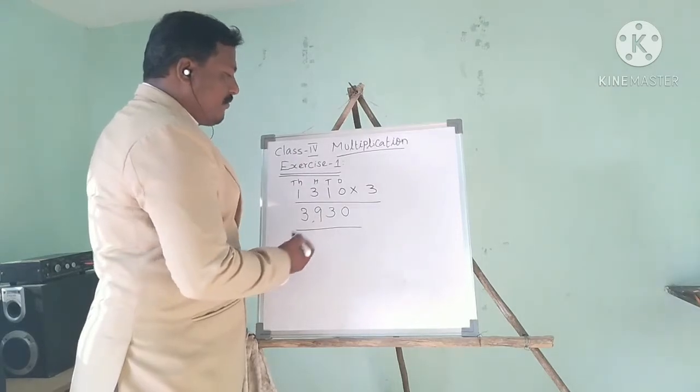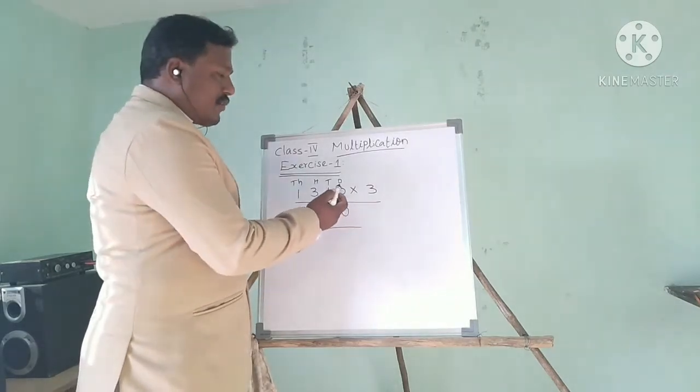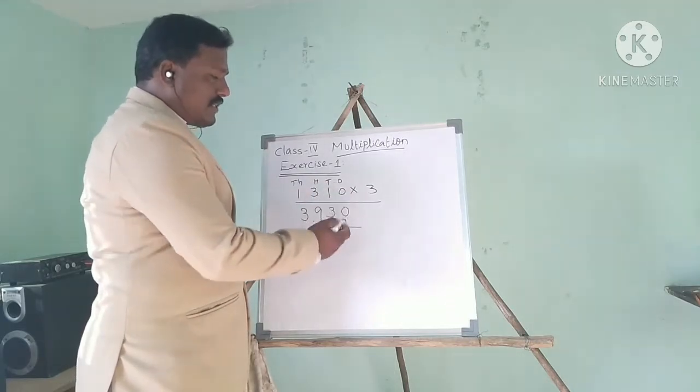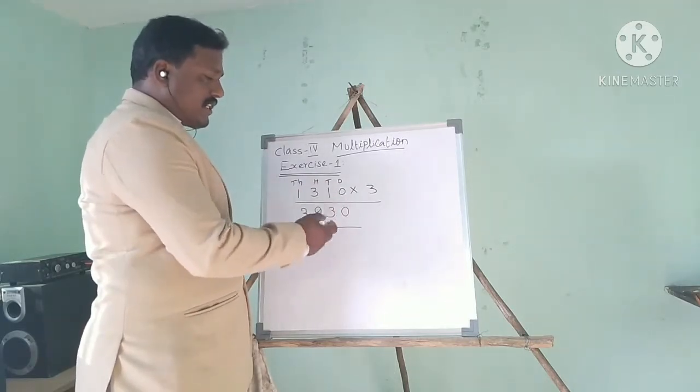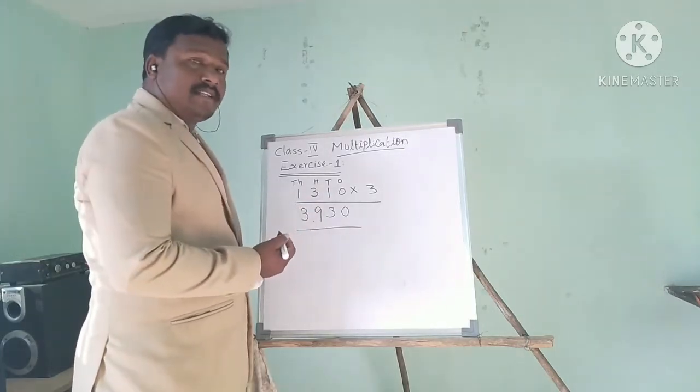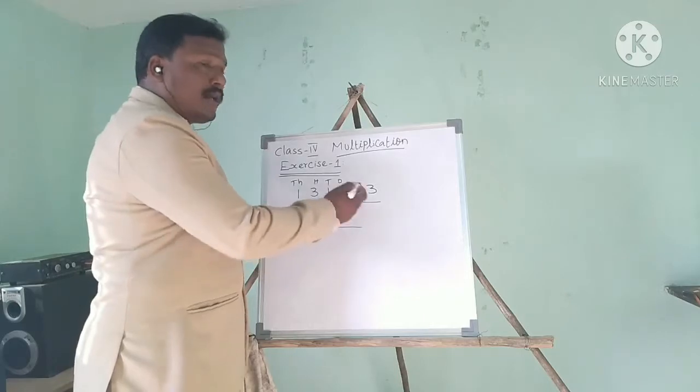3930. Okay, when you do the multiplication sum, you have to write it like this: ones, tens, hundreds, thousands. So you have to write straight, the ones place, tens place, hundreds place, thousands place. Okay, now 3930 is the product of these two numbers.